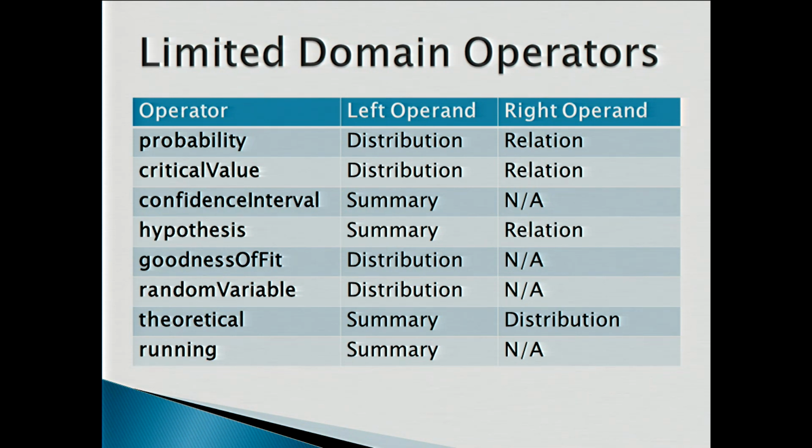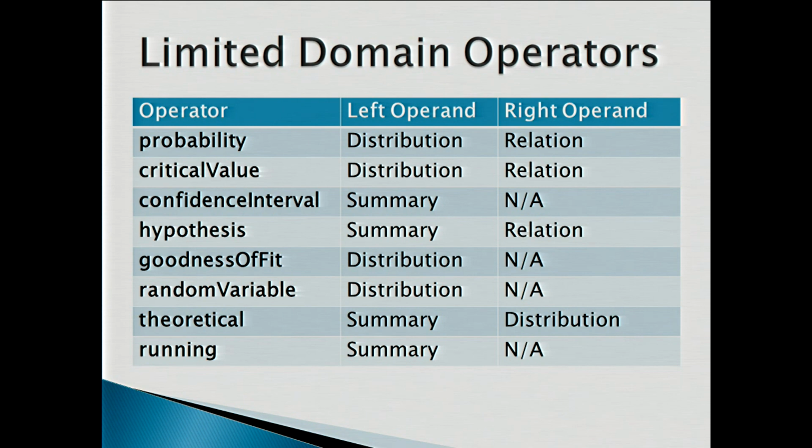You give it a probability and it gives you the value of the distribution that corresponds to that probability. If you wanted a confidence interval for the mean of a sample, or the confidence interval for the mean of a distribution but you use a sample to get it, you would use a summary function as the left operand. It's monadic, so you don't have a right operand.